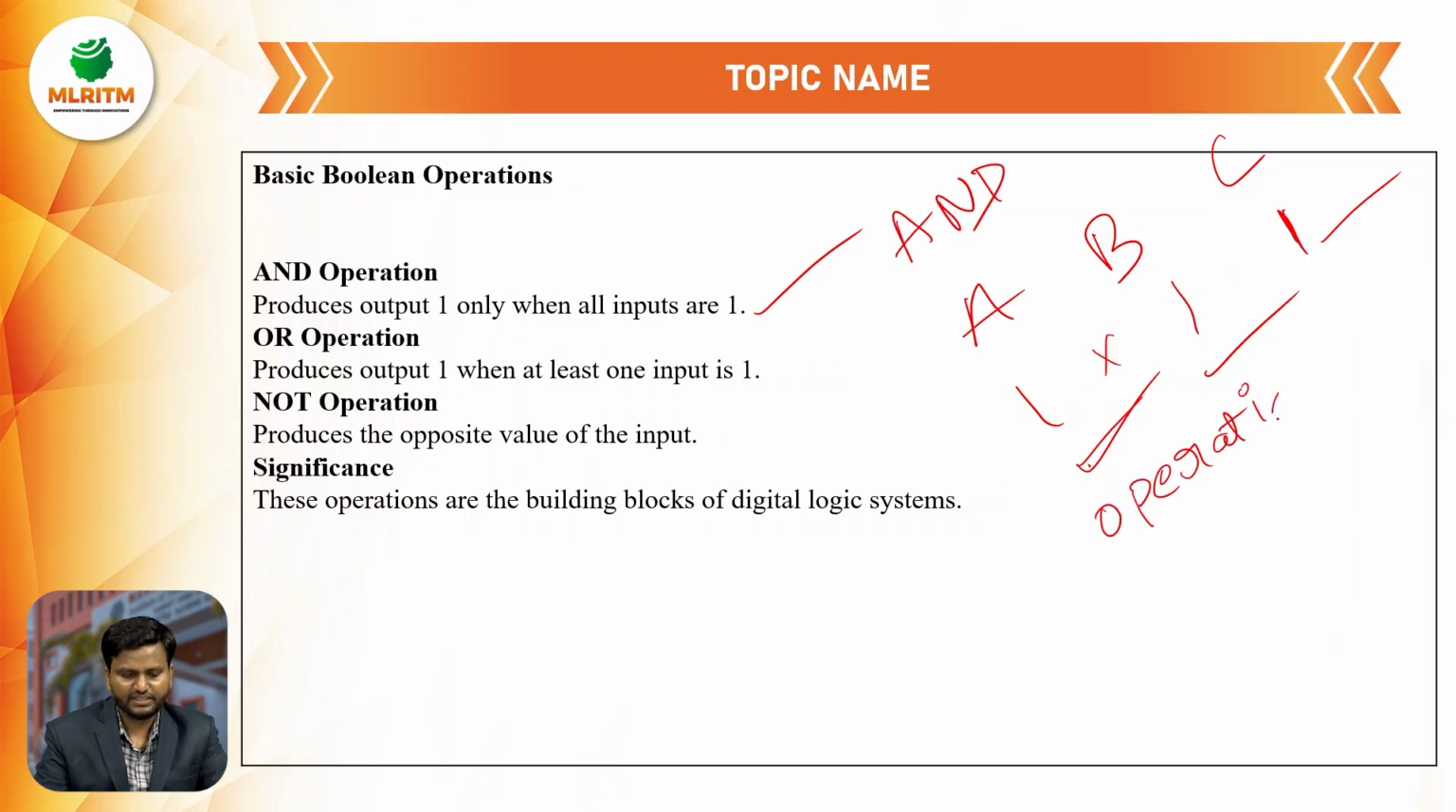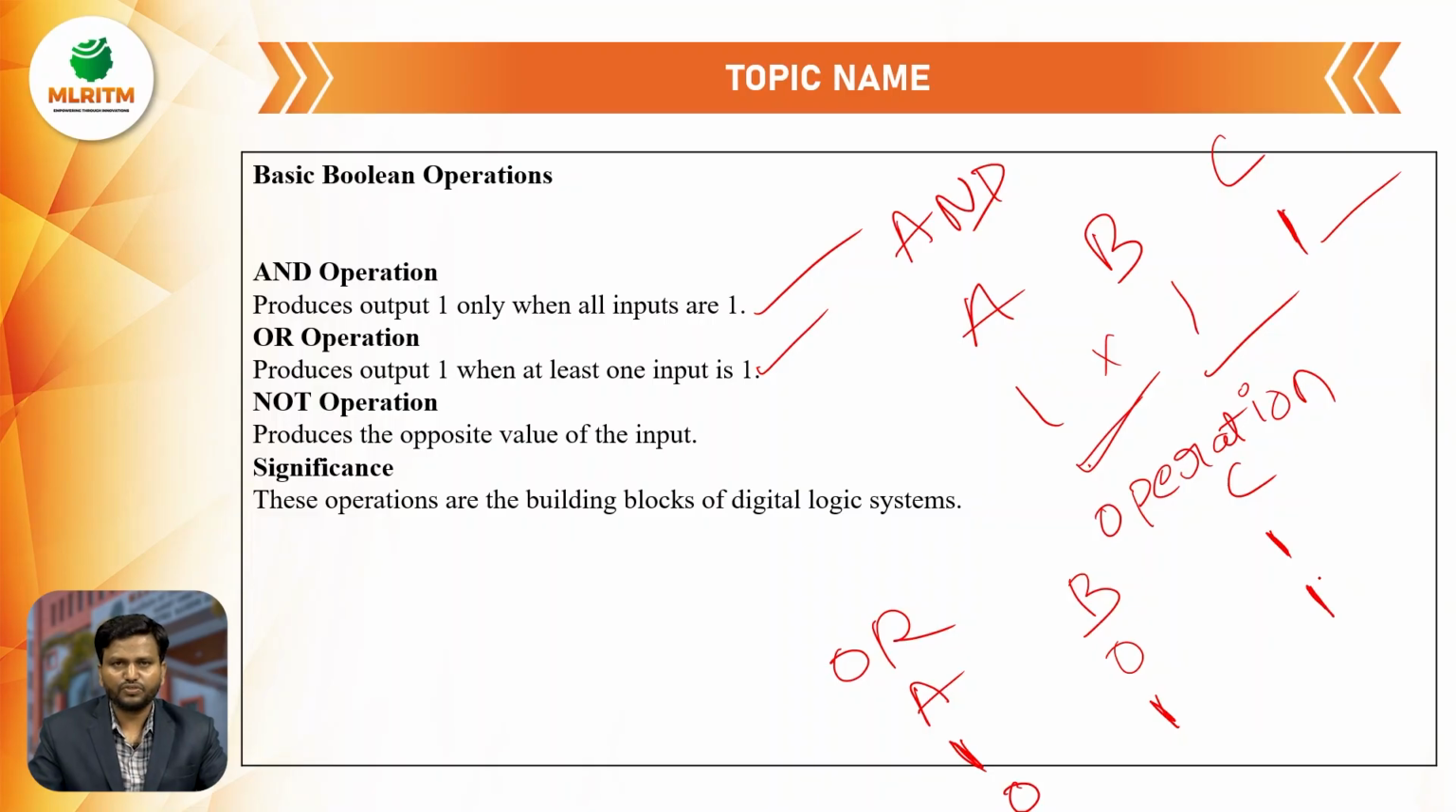And the OR operation produces output 1 when at least one input is 1. In the OR operation, of the A value and B value, a minimum of one should be 1. Like A value 1 and B value 0, the C value will be 1. Likewise A value 0 and B value 1, again we get 1. At least one positive value should be there.